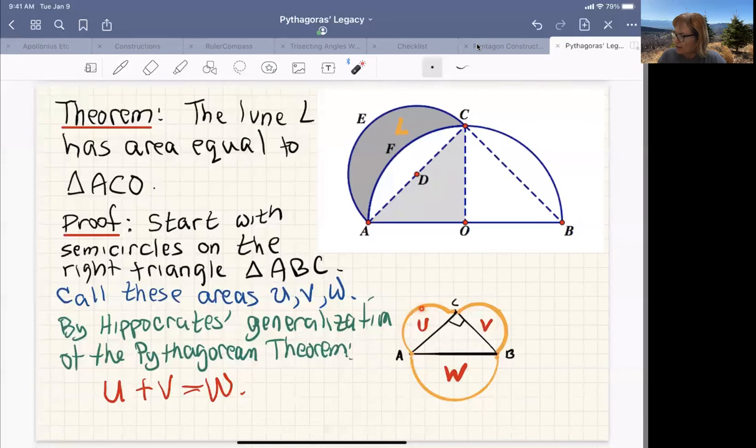So U and V are actually exactly the same. They're the same semicircle because, since this is an isosceles triangle, these lengths are the same, and therefore these semicircles are exactly the same. So those figures are congruent, and congruent figures are always similar. But notice that we have a semicircle on the hypotenuse as well.